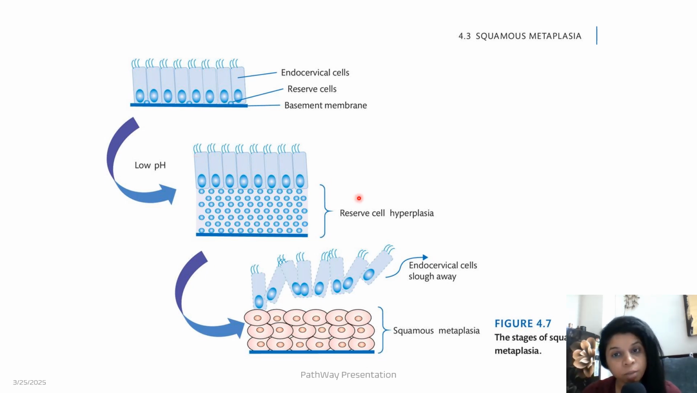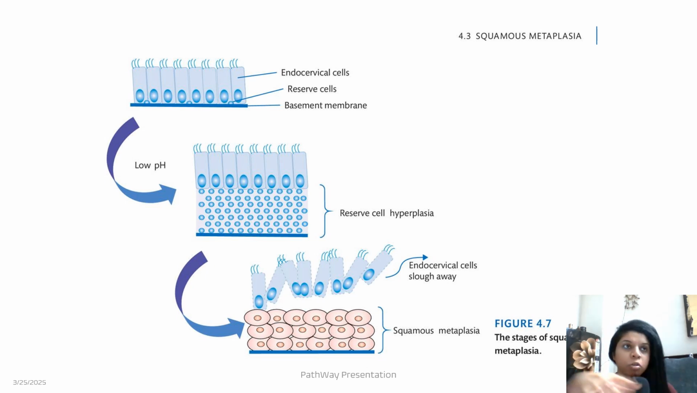So when metaplasia is occurring, first reserve cell hyperplasia occurs, then they get converted into squamous differentiation, then the endocervical cells just slough off. That is why you see later on only squamous cells. First you will see immature squamous metaplasia, and then later on they will mature and form mature squamous metaplasia. Then it will be difficult to differentiate the mature squamous metaplasia from the normal ectocervix.